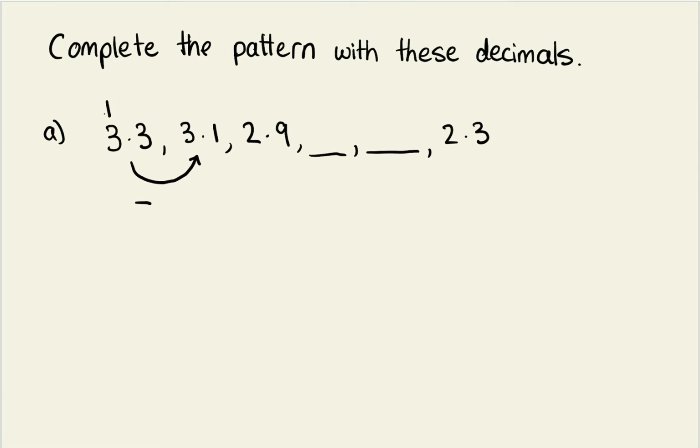So we're going to be subtracting something. And you can see that the ones column stays the same here. So let's just focus on the tenths and see what happens with the tenths. We started off with 3/10, and then we end up with just 1/10. So how many tenths did we take away? We took away 2/10. So we need to subtract 2/10 to get to the next number.